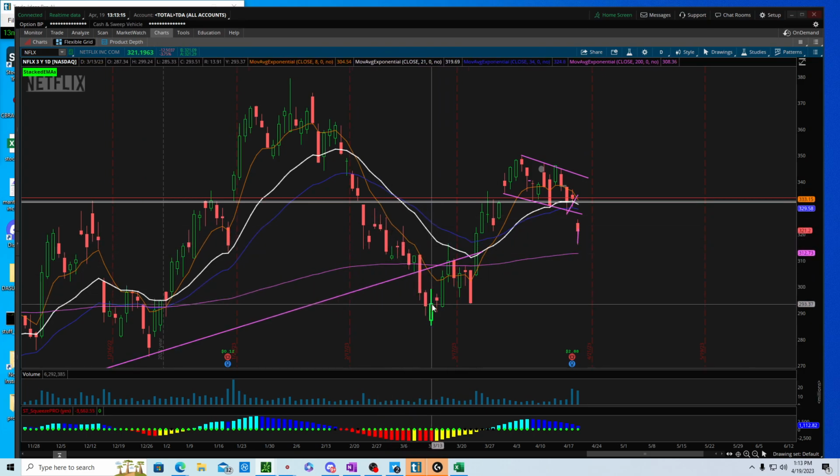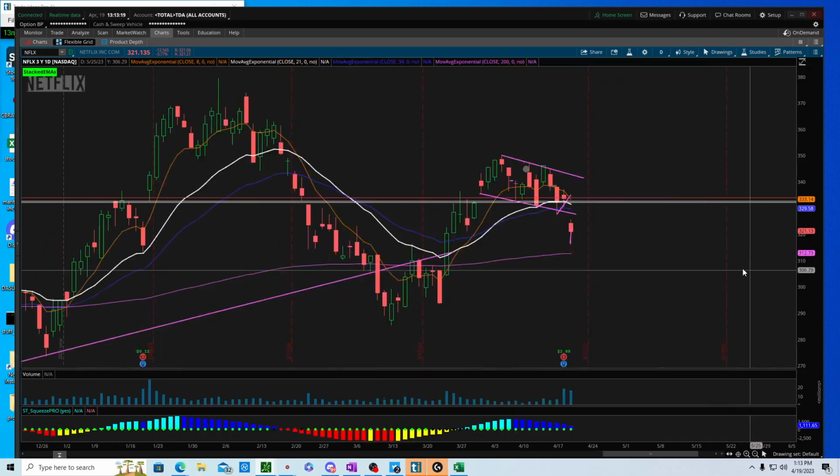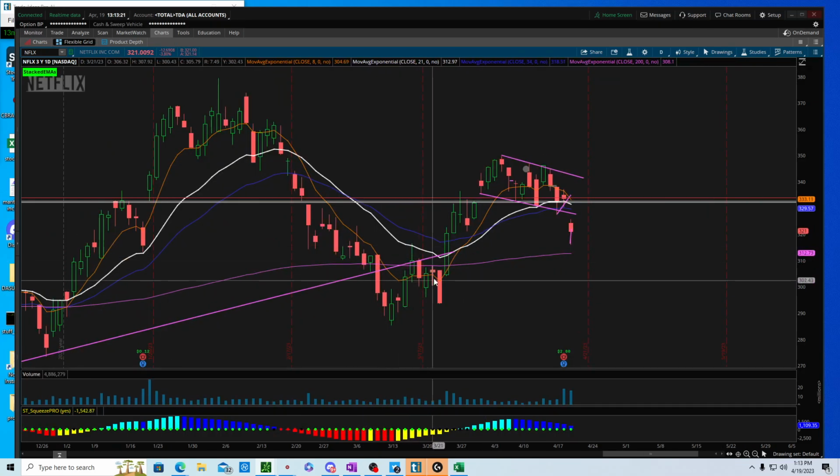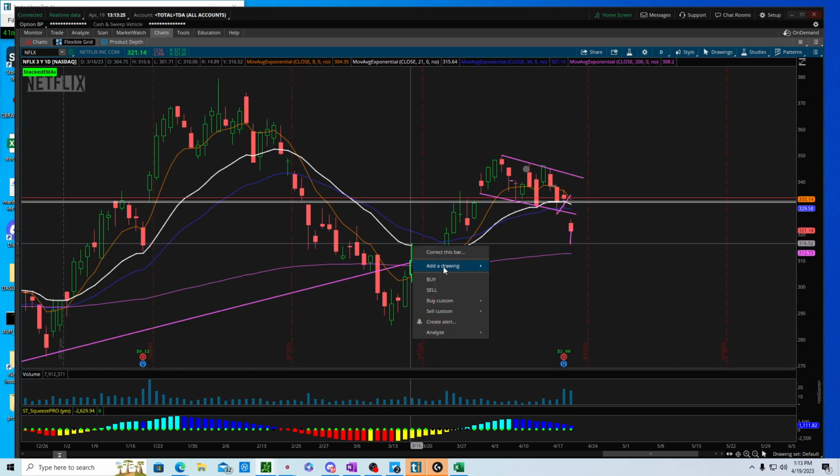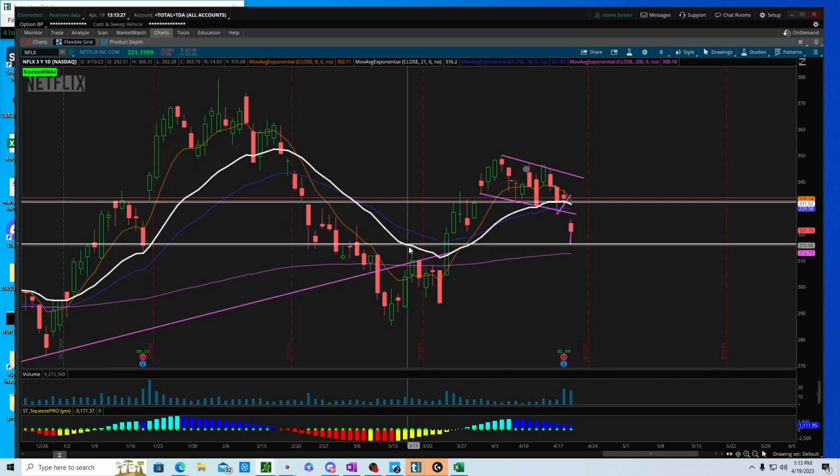Look at this. This is a cup and handle. You see that? A cup. That's a pattern right there. So that's a breakout level of the cup and handle. Right here, this is a breakout level that has never been retested.